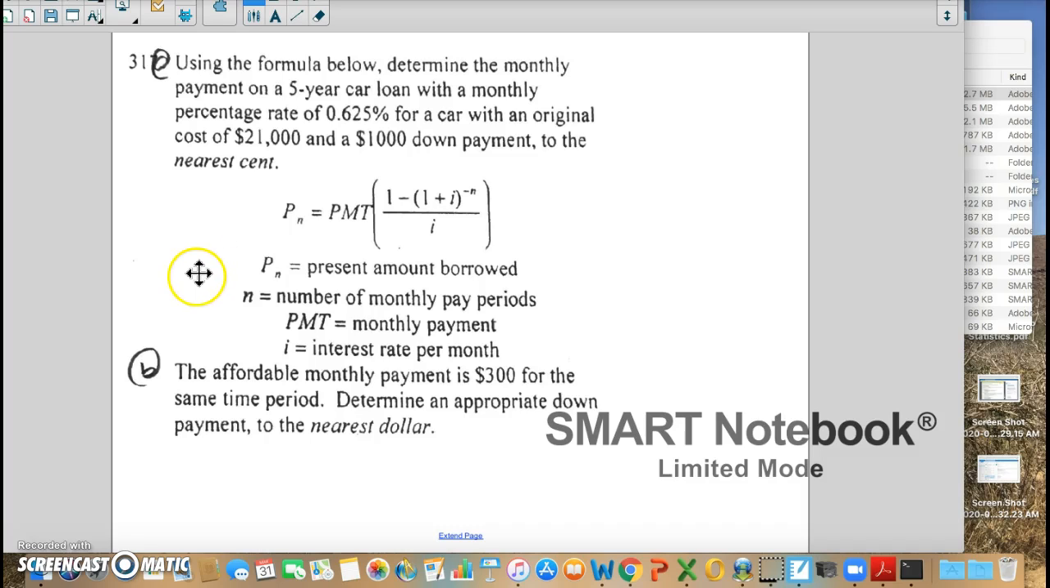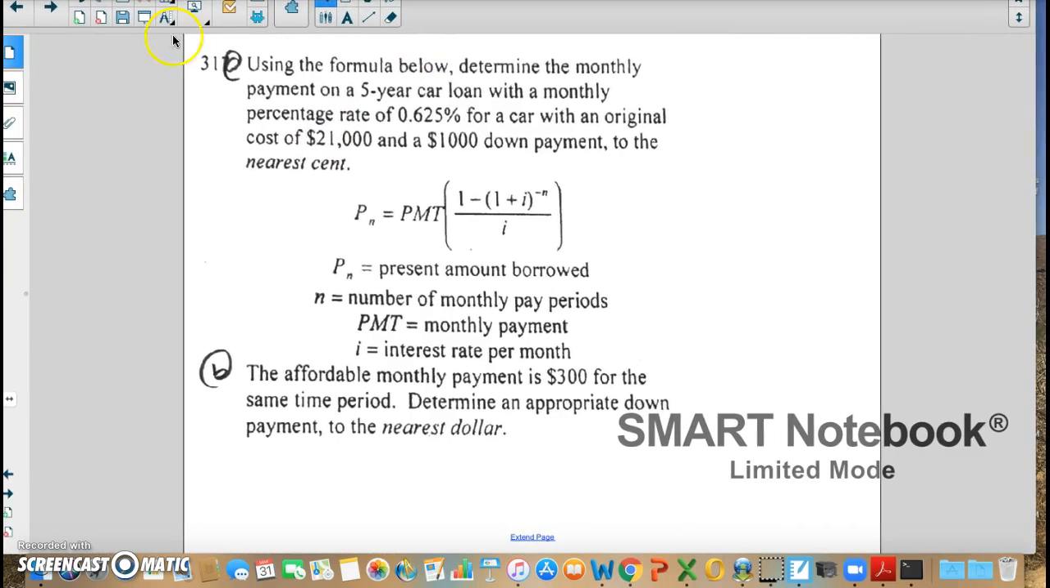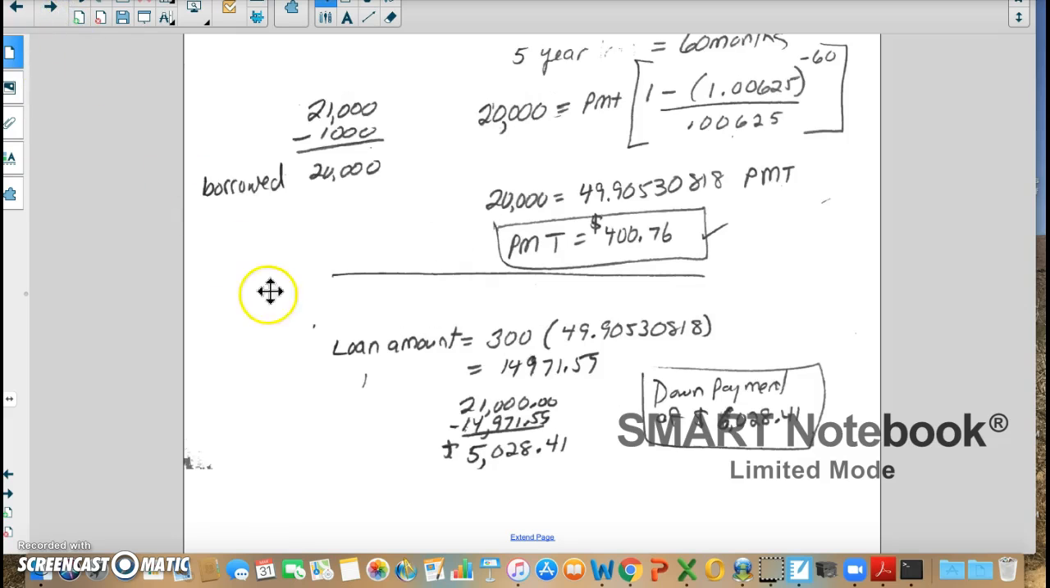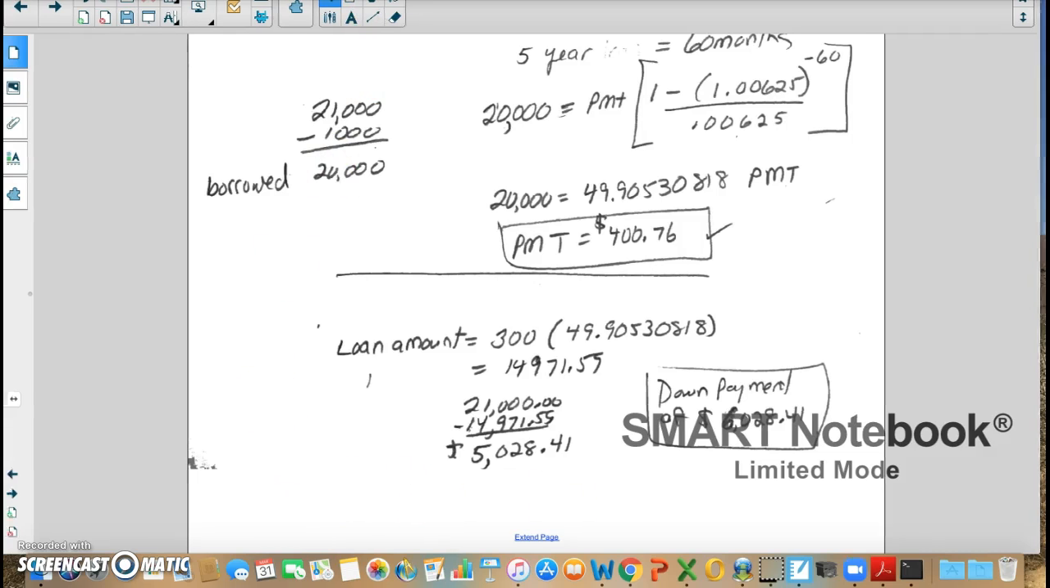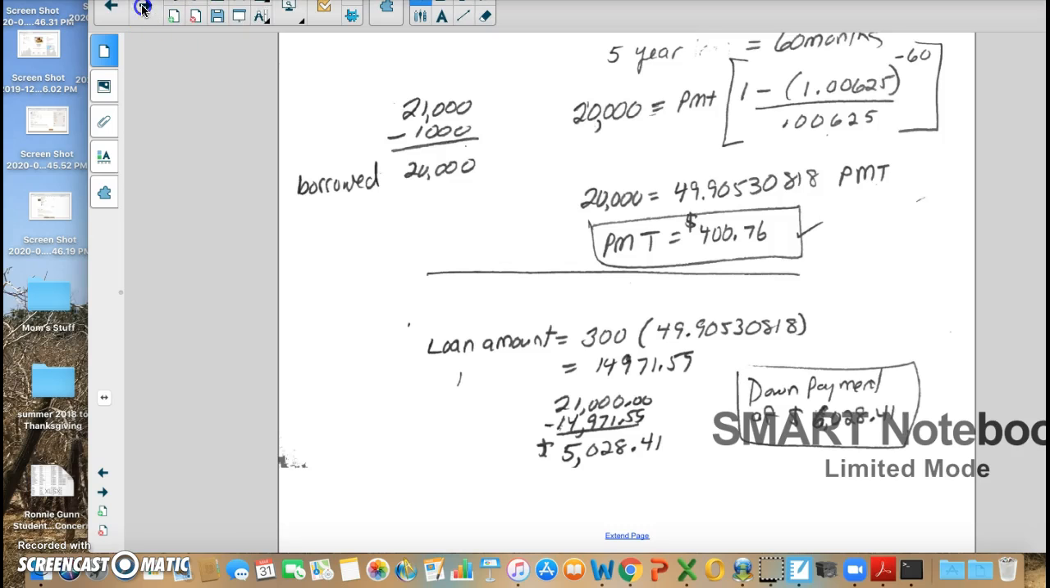Okay, when you get that P sub n, remember that is the amount you can borrow. So you have to figure out the down payment. Subtract that amount from the 21,000. Okay, here is the work. This number here is the same number as in here, so you can save that number and do yourself a little less work. All right, let's go to the next question.